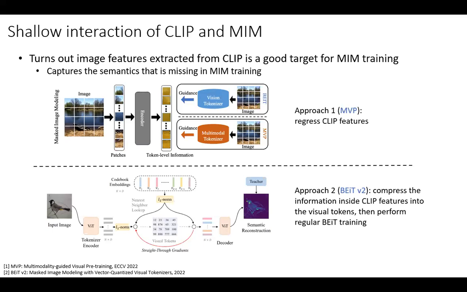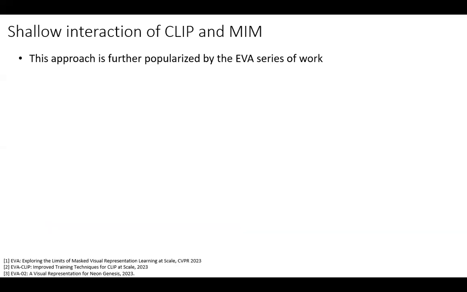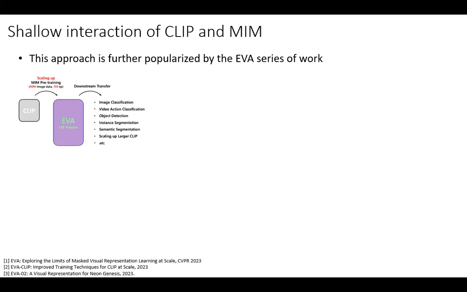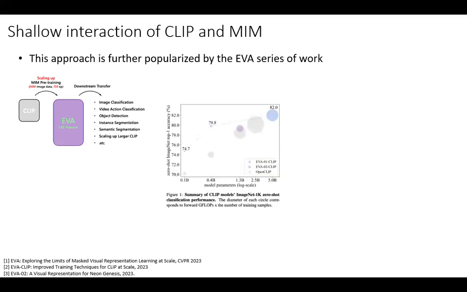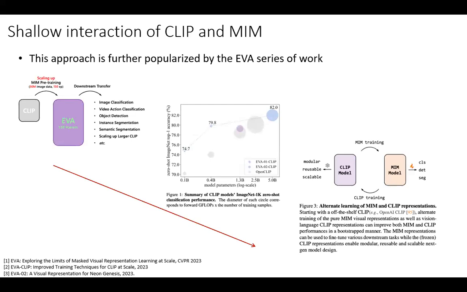But you must be curious, since the whole training pipeline is really very long. I think this approach was further popularized by the EVA series of work. In the EVA paper, they first use CLIP to train MIM, and then in their later work, they use MIM as the initialization to train the CLIP model. And they say, hey, this is an alternating learning. You have your CLIP model, which can be used to train your MIM model using CLIP as the target. On the other hand, after you train the MIM, you can use the MIM as the initialization to train your CLIP model.